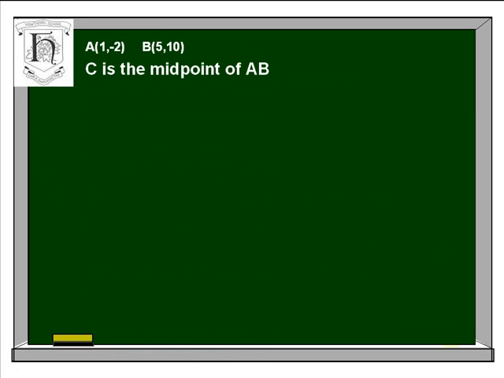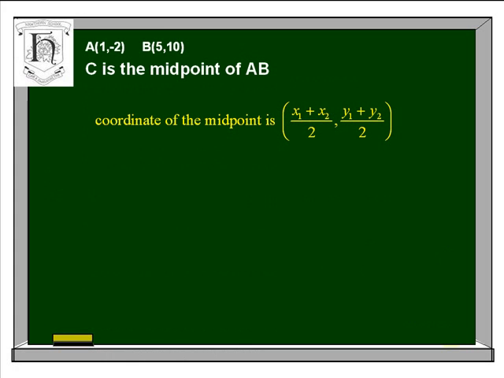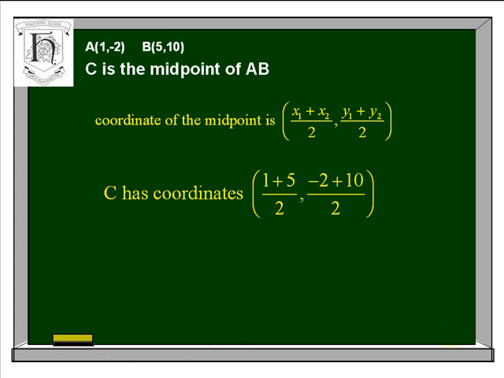Remember, we're told that C is the midpoint of AB and the coordinates of A and B are both given. We're going to use the formula for the midpoint, which is the average of the x-coordinates, the average of the y-coordinates. Find the sum of the x-coordinates, divide by 2. Find the sum of the y-coordinates, divide by 2. So C, the midpoint, has the coordinates 3, 4.